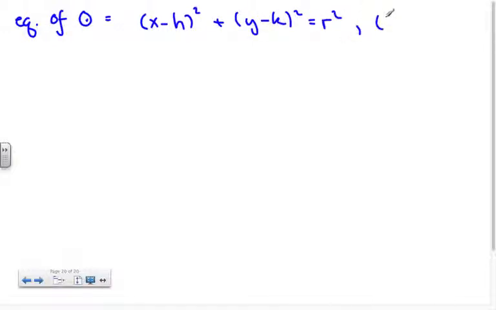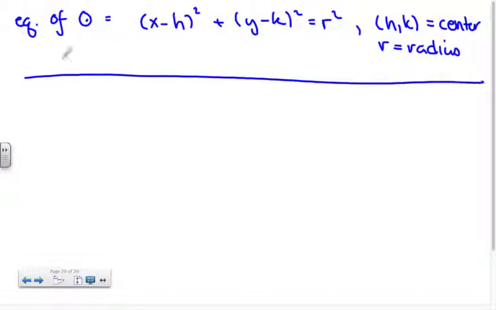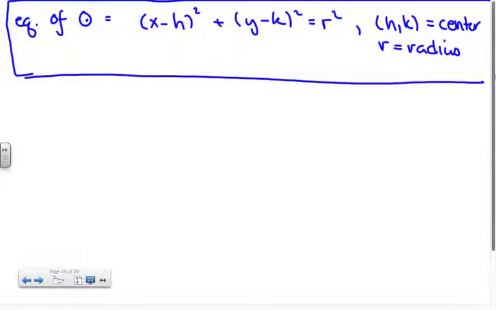where hk is the center and r is the radius. Okay, this is a very important equation, so memorize it. And if you don't memorize it, you'll run into problems because I'm not giving it to you on any kind of exam.